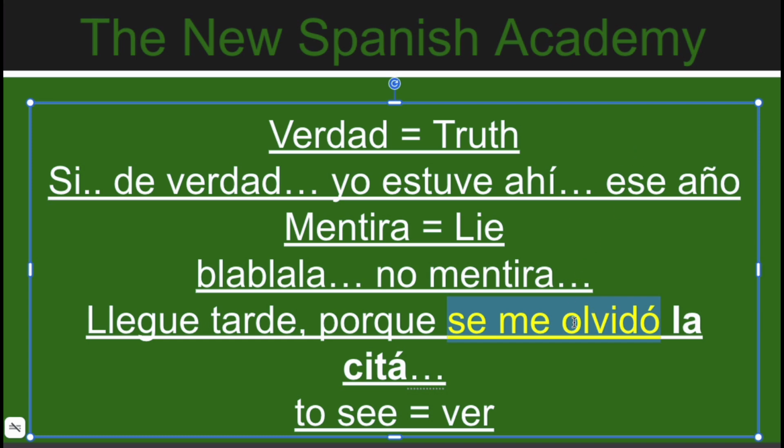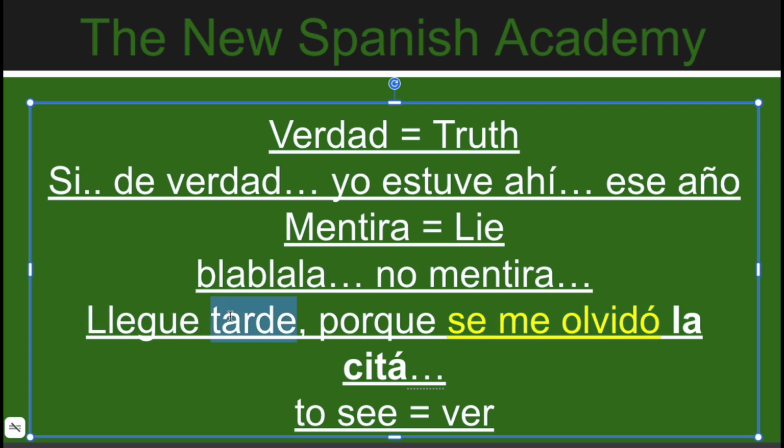All right, so both o are pronounced o, not ao, not u, not a. Se me olvidó, se me olvidó. All right, so llegué tarde, I came.